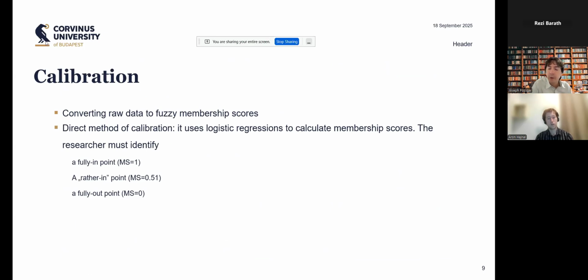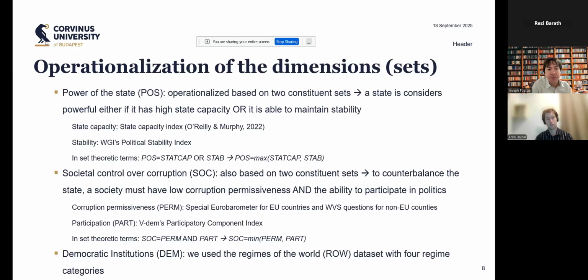Aaron, could I ask a question about that operationalization? Sure. Concerning the second one, societal control over corruption, I have two. One is just to clarify corruption permissiveness. How is that measured from the original data source?